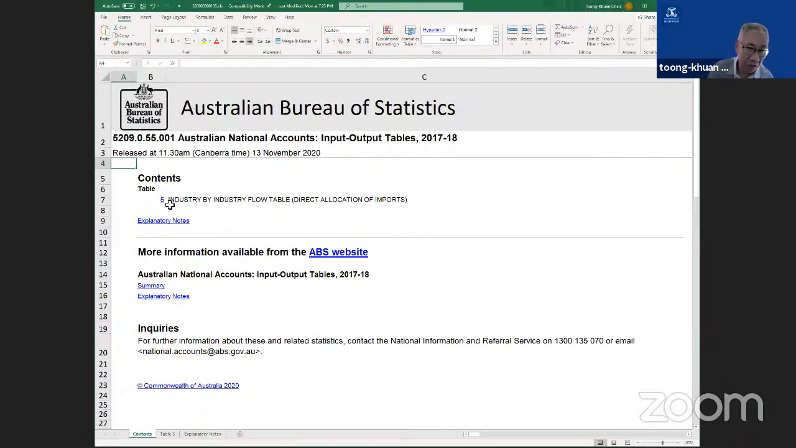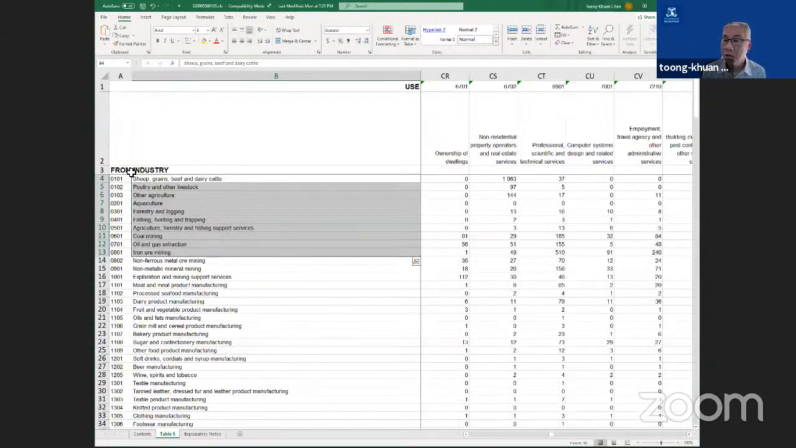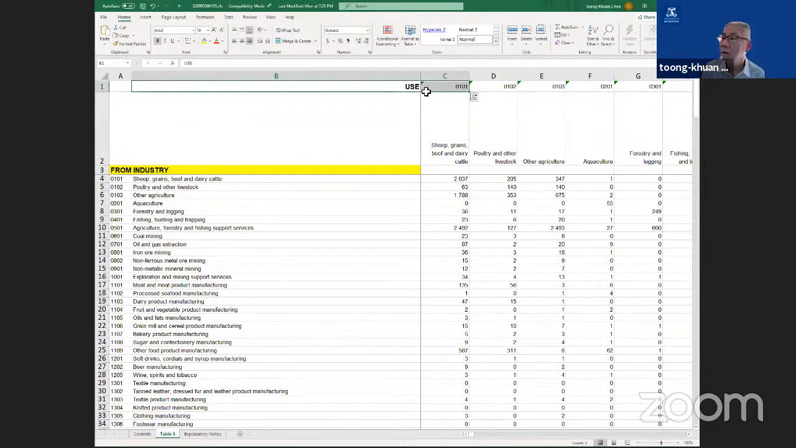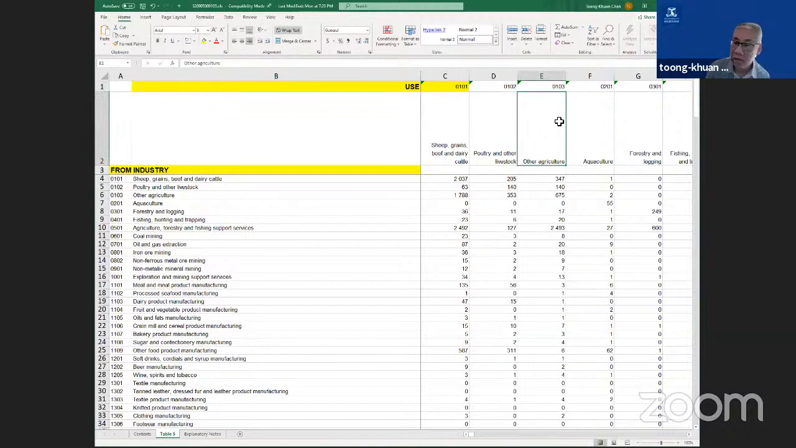So we are not looking at what each industry produces, not looking at the products that they produce, but we're now looking at how the industries buy and sell to each other, okay? So now they are from industry. These are the industries that supply, and these are the industries that use. Can you see this? So column B is the one supplying, and column C is the one that uses.